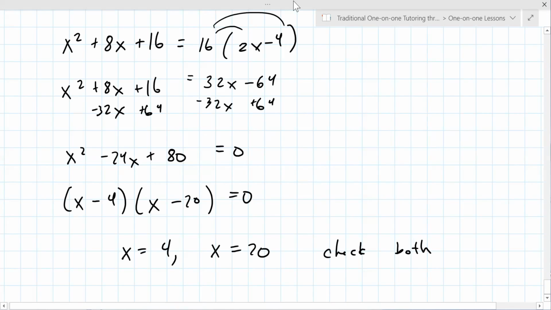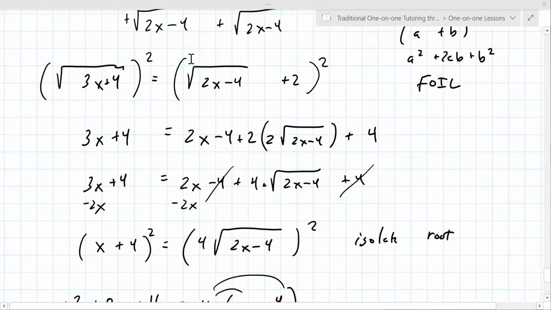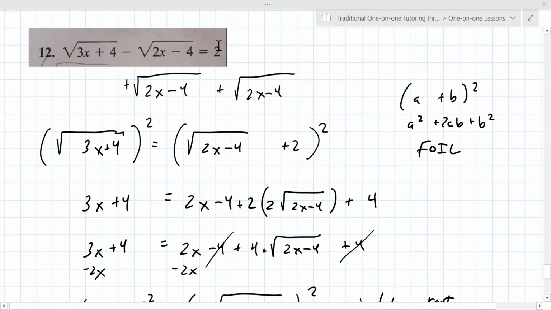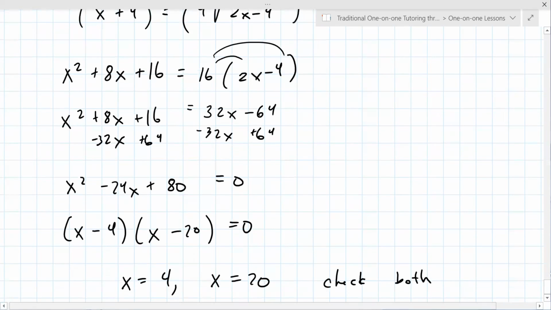I noticed in your work that there was a small error when you moved this original term over to the right hand side. You tried to combine these, but it's 2 plus that, or root of that plus 2. Oh, okay. Now we should check. We should absolutely check these.